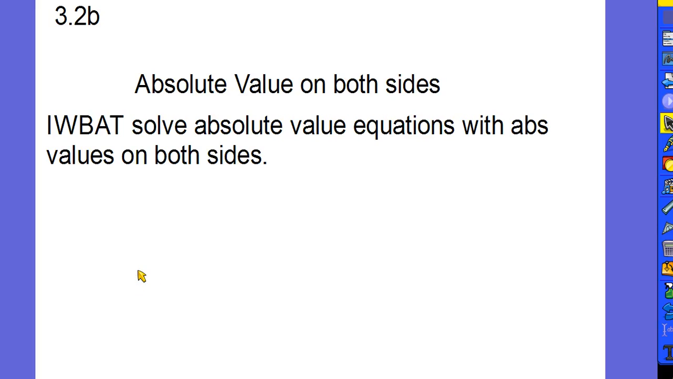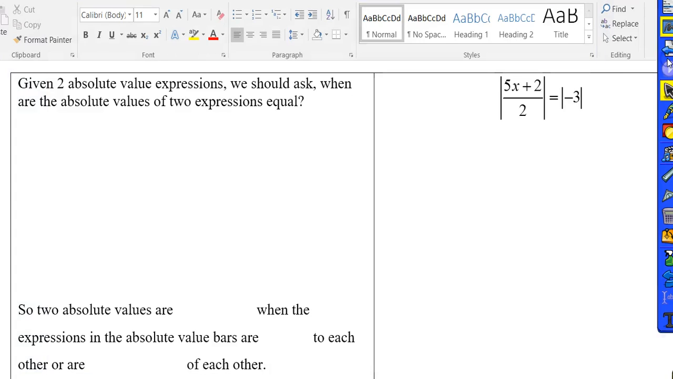Alright guys, this is objective 3.2b, absolute value equations, but this time the absolute values are on both sides. So we're going to learn how to do that. We're going to learn how to solve them with absolute values on both sides of the equation. So let's start with the first window here.